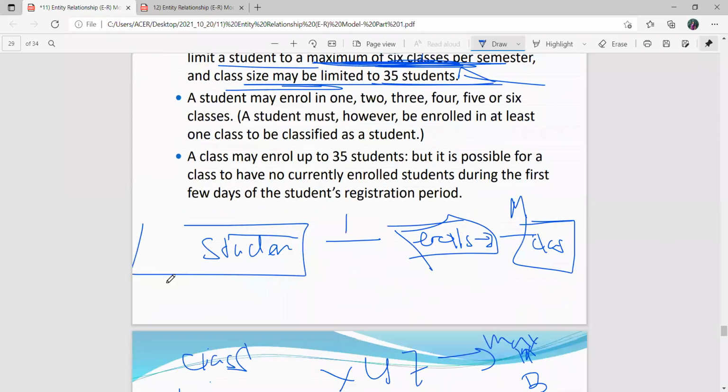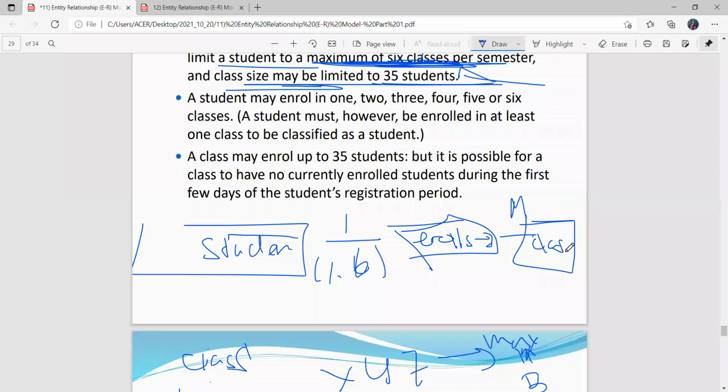When we consider the cardinality of the student, what is the maximum number of classes that can be taken by this student? 6. What is the minimum number? 1. So this is the cardinality of this student. You can express this like this.